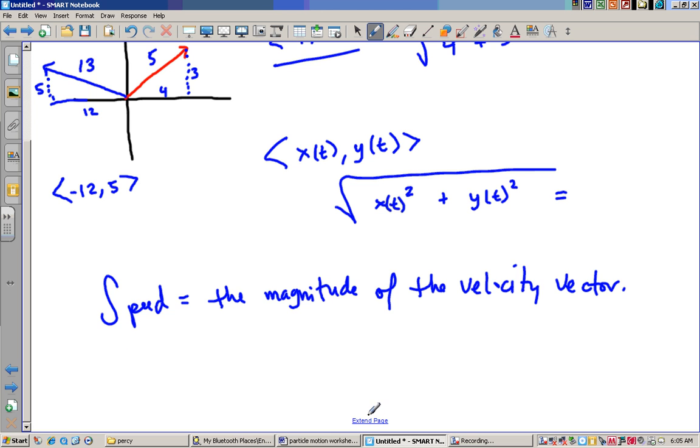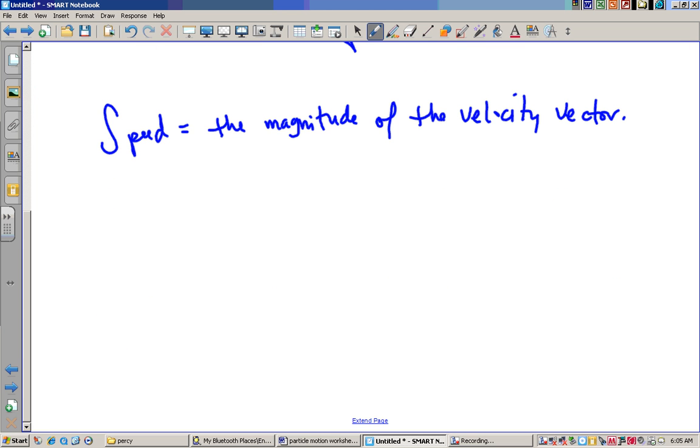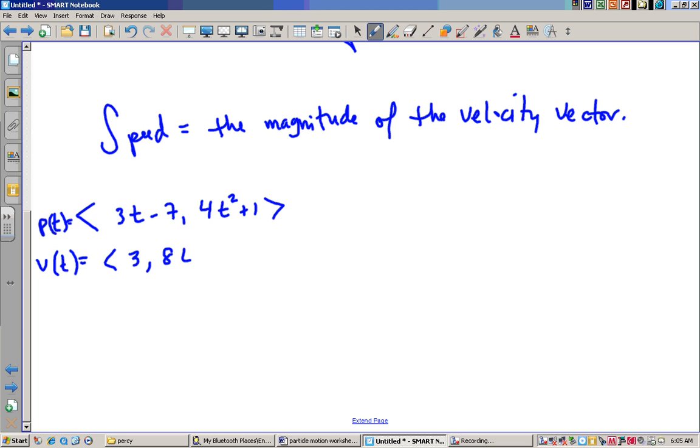Okay. So a quick example of that would be, let's say I have a vector, and we'll call this a position vector, which is 3t minus 7 and 4t squared plus 1. If this is my position vector, how do I find the speed of the particle whose position is defined by this vector? Well, the way we find speed is I need the magnitude of the velocity vector. So the first thing I need to do is find the velocity vector. The velocity vector would be 3, 8t. We have our change in x with respect to time and our change in y with respect to time, and that gives me my velocity vector.